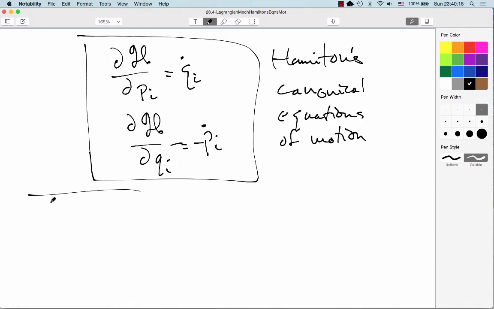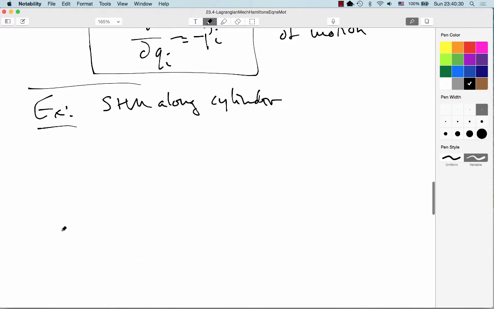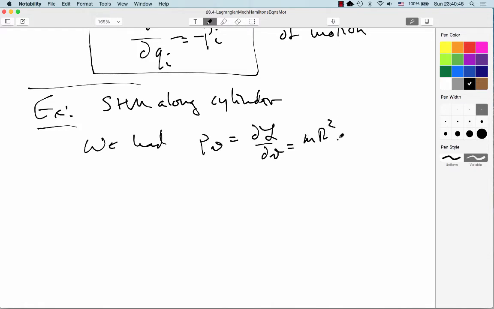So our first example will be that simple harmonic motion along the cylinder that we did in the previous video, or two videos ago, sorry. So there what we had was, we'd already worked out that p_theta was equal to partial L partial theta dot. We got that that was m r squared theta dot, and that p_z was equal to m z dot.